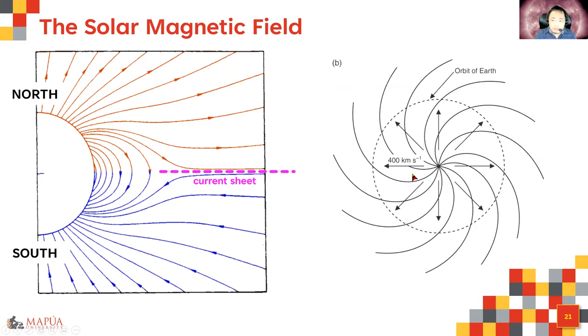Anyway, going back to this image, this is the ecliptic view of this magnetic field that is going outward or inward. It can be inward, it can be outward.